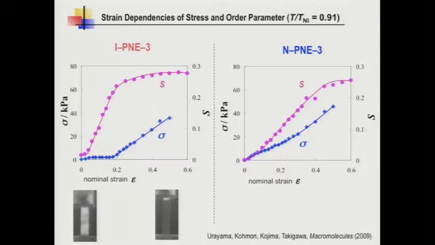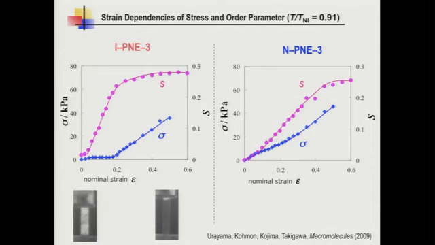This is the data of isotropic genesis, and this one is the data of nematic genesis. This is the stress, and this is the order parameter as a function of nominal strain. In this case, the order parameter is determined from an area of 100 micrometer square. This area is much larger than the size of each individual domain. In the undeformed state, the order parameter is 0.